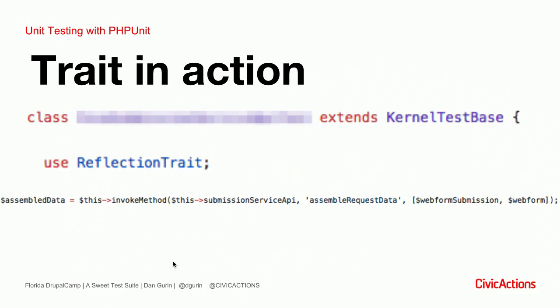So here's kind of how that looks, or how it might look. You would basically just use the reflection trait within the class and invoke the method and pass in the parameters that you want here, and it would allow you to test it.